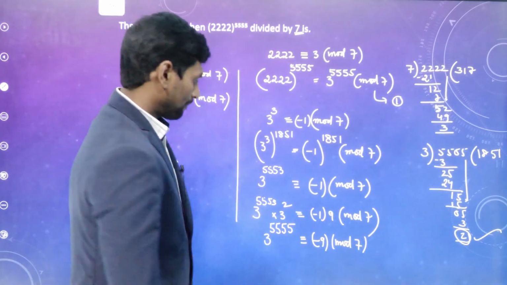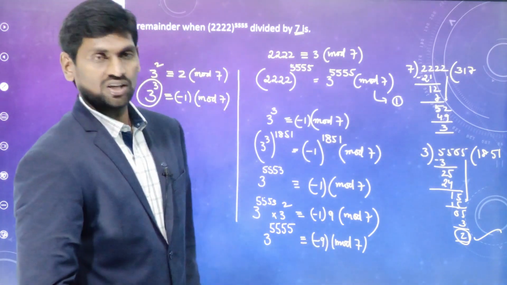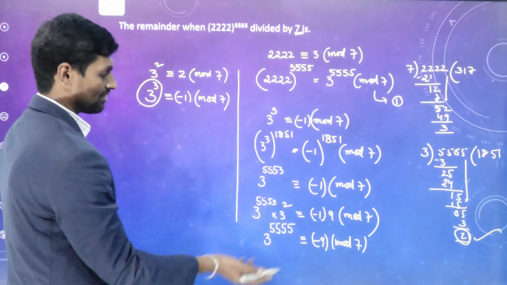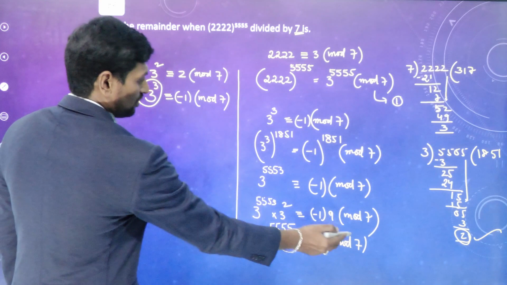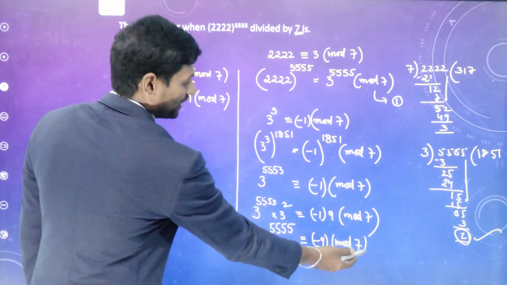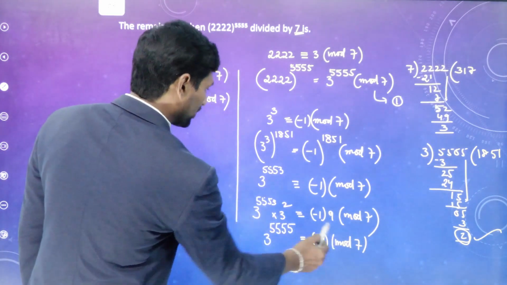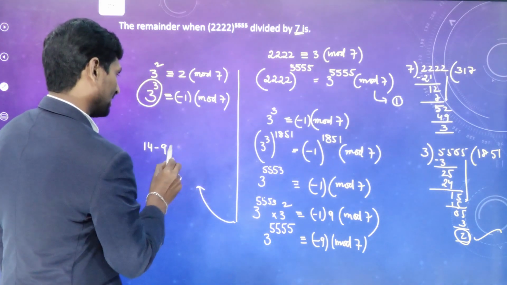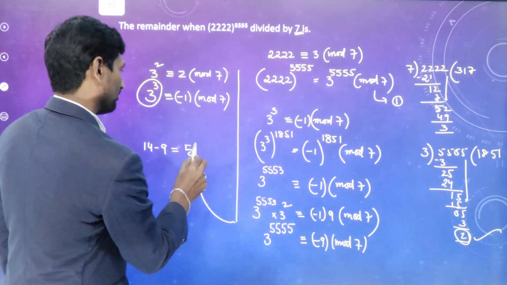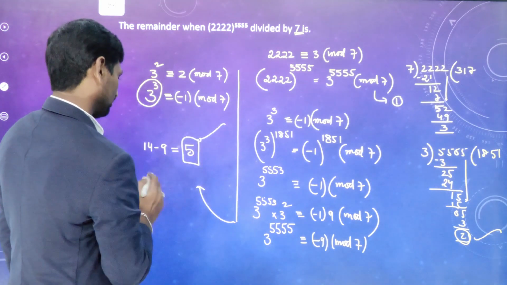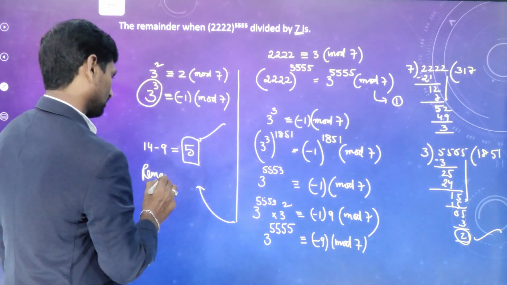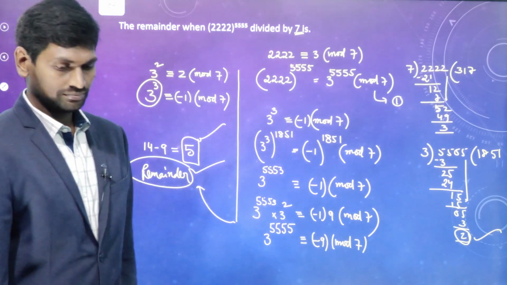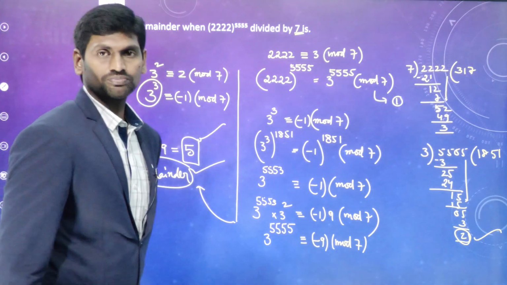But negative integers are not accepted as a remainder, and negative 9 is coming. That means the divisor is 7. 7 minus 9 is not working, so take 14. 7 twos are 14, 14 minus 9 is 5. Therefore, the remainder is 5. Done. Okay, next problem.